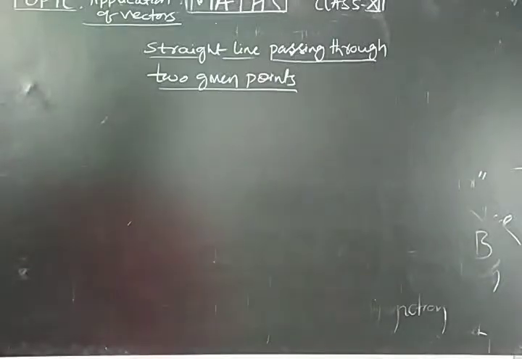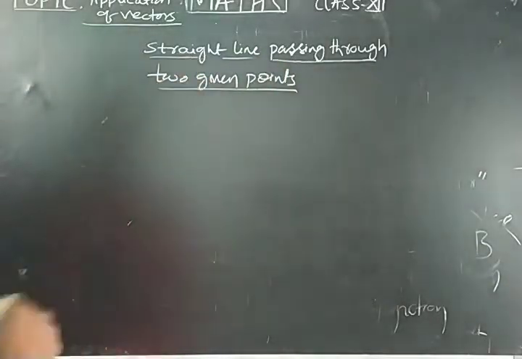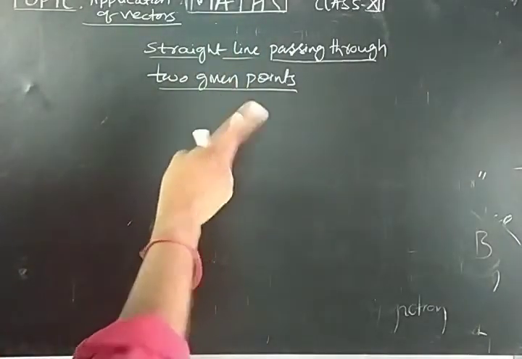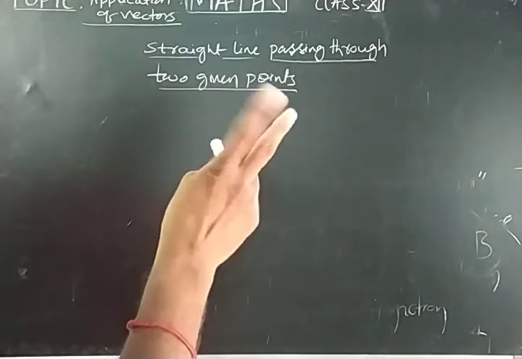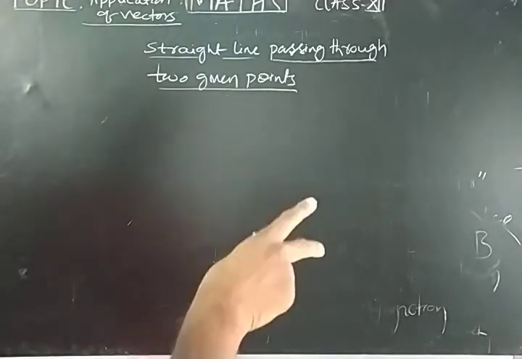Students, yesterday we studied vector application on a straight line which is passing through a single point. We got two forms, vector form and Cartesian form. In vector form we have two forms again, parametric form and non-parametric form.